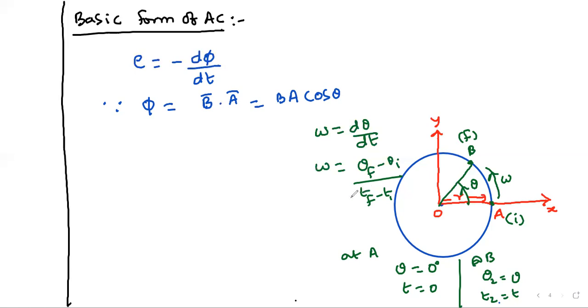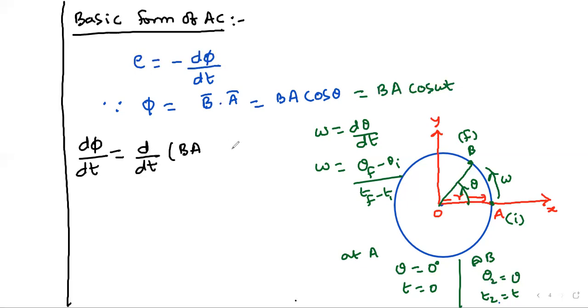Theta equals omega t. So I am finding d phi by dt, that is d by dt of BA cos omega t. B is the magnetic field, and area will be constant with respect to time.